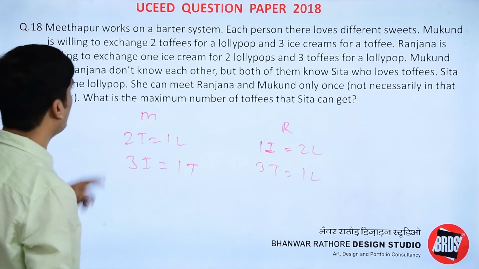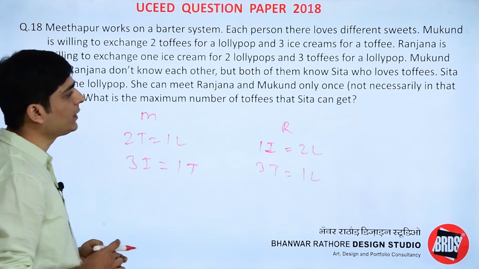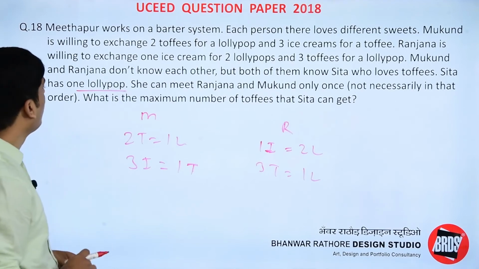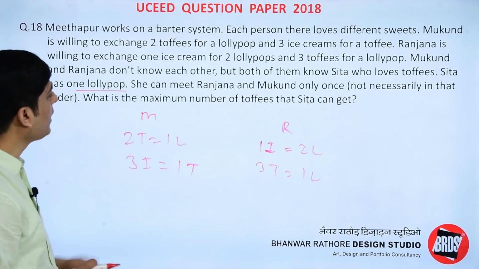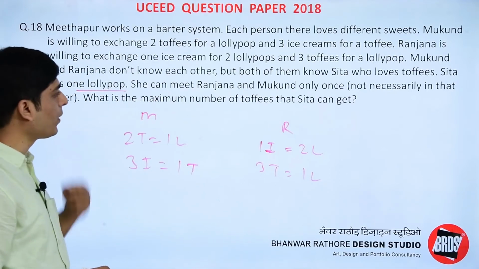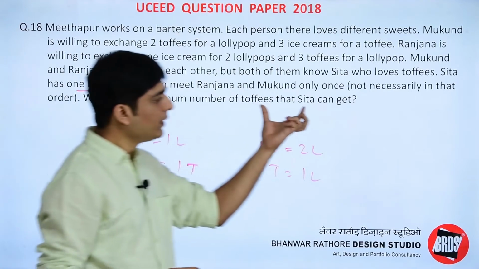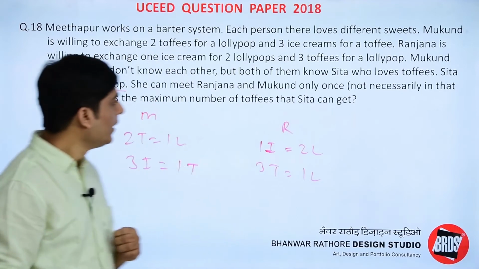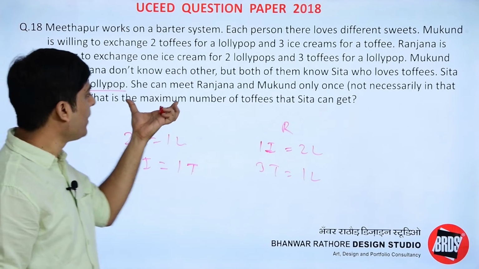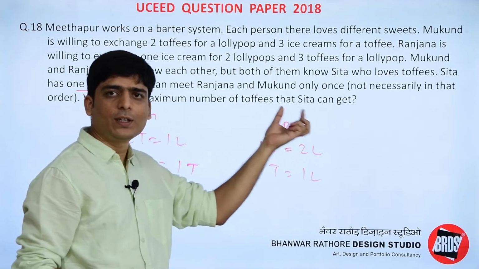Mukund and Rajan don't know each other, but both of them know Sita, who loves toffee. Sita has only 1 lollipop. She can meet Rajan and Mukund only once, not necessarily in that order. What is the maximum number of toffee that Sita can get, right? Sita has only 1 lollipop, and the intention is to get the maximum number of toffee.